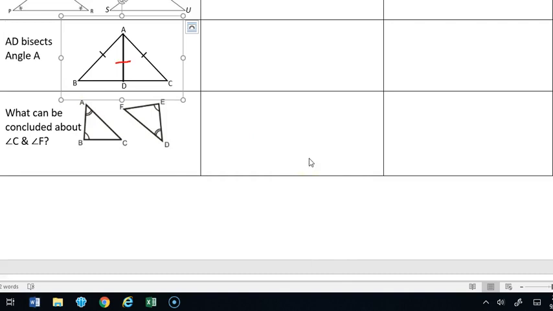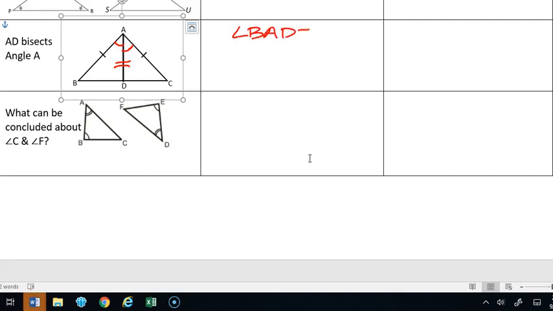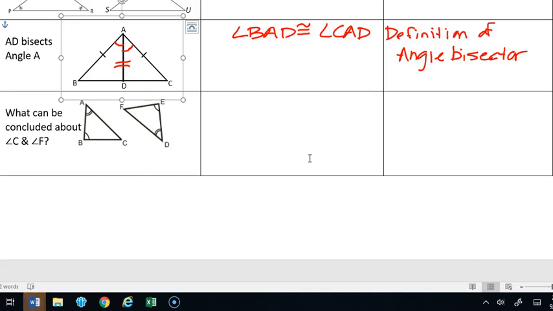Well, again, we have a shared side here. So we're going to put 2 ticks on that. And if AD bisects angle A, then we have that those two angles are congruent. So here again, we can say that angle BAD is congruent with angle CAD because of the definition of an angle bisector. Okay, then we can say that triangle BAD is congruent with triangle CAD. And the reason they were congruent was side angle side.